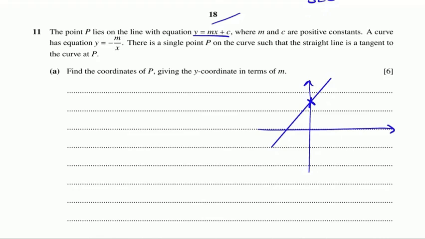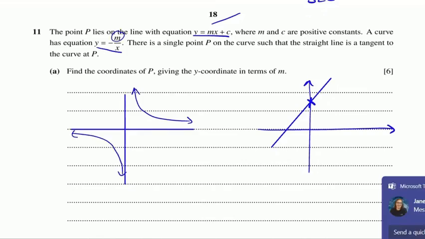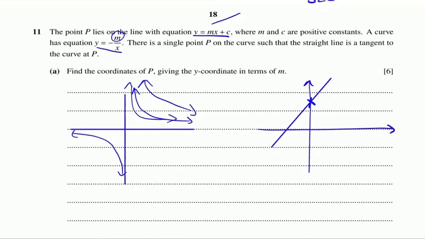A curve has that equation. Okay, so we can see this is a reciprocal function. So a normal reciprocal function looks like this. All that we can see is that this thing has a gradient of m. So a gradient is going to change the shape of the function. It doesn't really change too much else. It just changes how curvy it is.